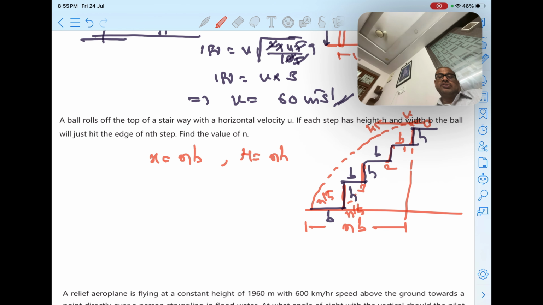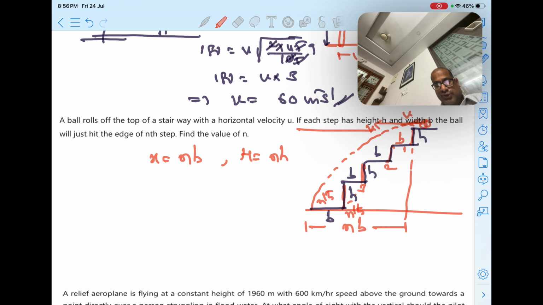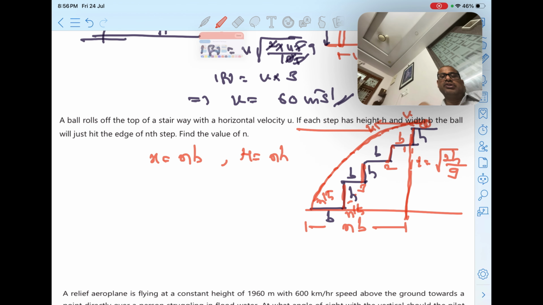Yeah, now the time taken, like in a freely falling body you have seen already, t is equal to root 2h by g. And this nb will be the horizontal distance. Each step has height h, so the total time taken to reach from the topmost point to this point is root 2h by g. Substitute over there now.